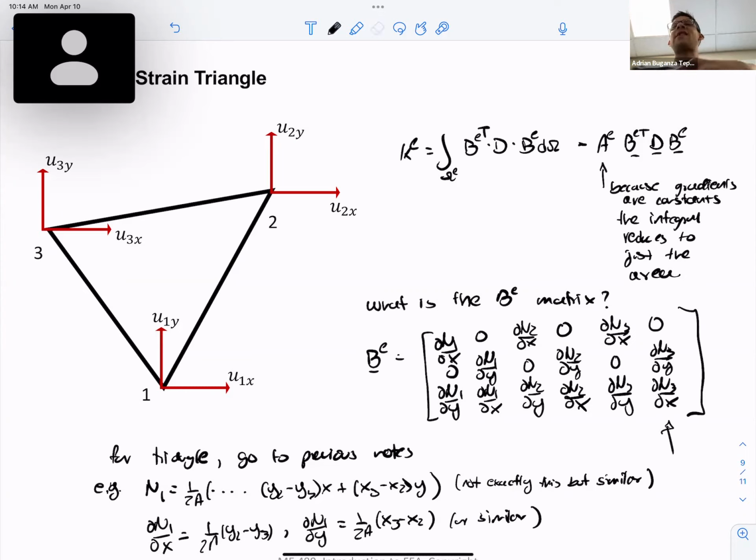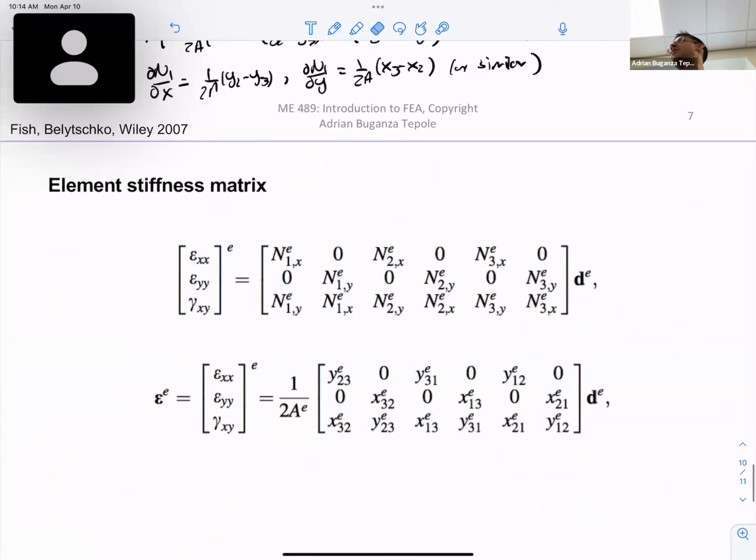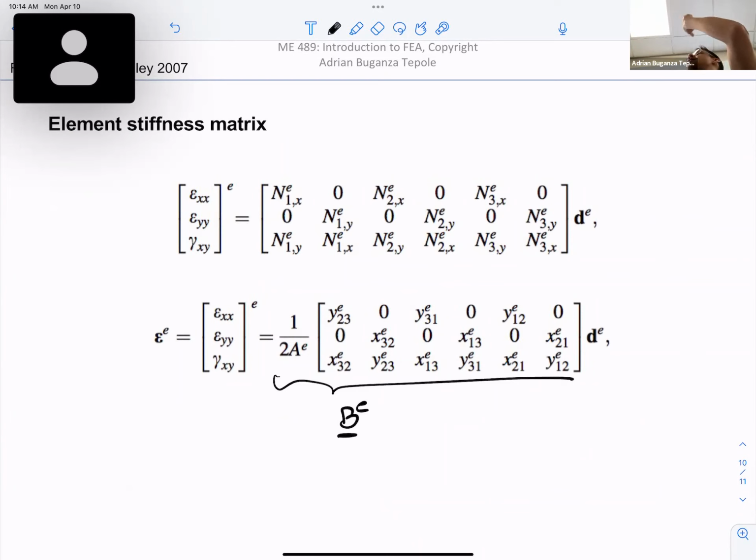So that means you can get every single one of these entries. You don't have to do it, because I have it in the next slide. But if you go to the shape functions of the triangle, take derivatives, and put them in the B matrix, what you end up with is this. So this is the B matrix for the triangle. It's 1/2 times the area of the triangle, and then every one of these is just a difference.